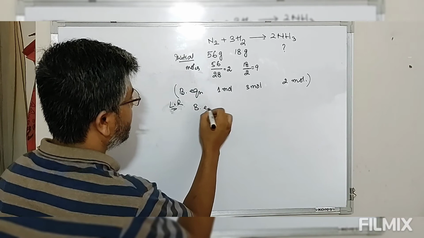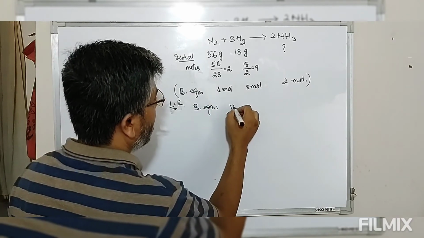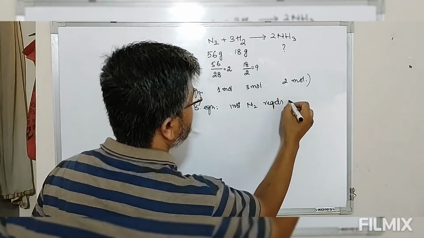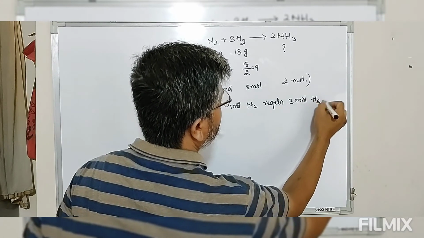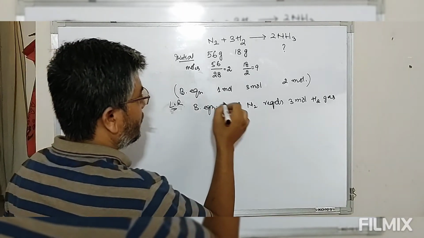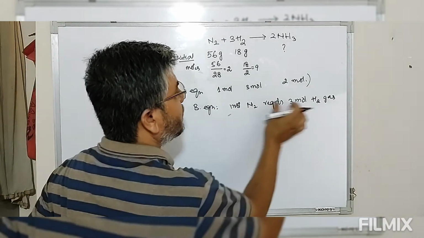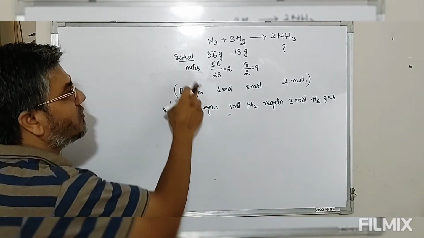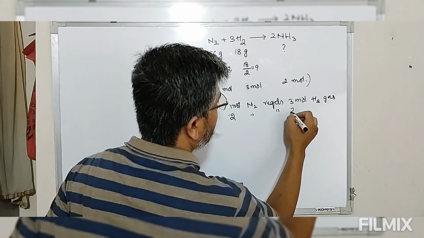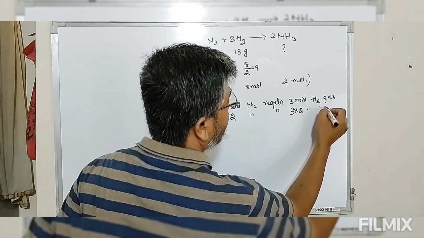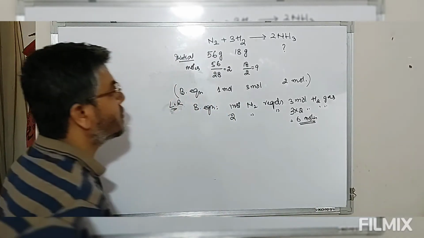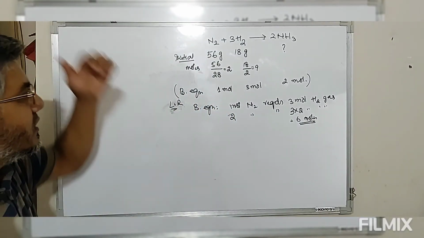So the balanced equation says 1 mole nitrogen requires 3 moles hydrogen gas. This is from the balanced chemical reaction. So for every 1 mole of nitrogen, we require 3 moles of hydrogen. The actual number of moles of nitrogen given is 2. So therefore 2 moles of nitrogen will require 3 into 2 moles of hydrogen gas, that is 6 moles of hydrogen gas is required for 2 moles of nitrogen that is being introduced in the given chemical reaction.